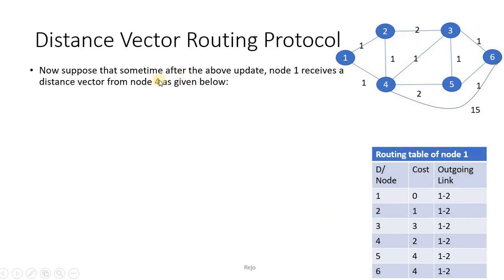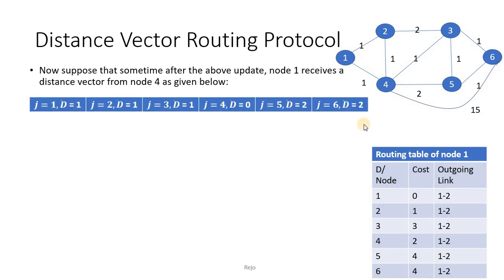Now suppose that sometime after the above update from node 2, node 1 receives another distance vector from node 4. So this is the routing table built after node 2's message. Now node 4 is sending the message. From node 4, nodes 1, 2, 3, 5 and 6 are directly connected. The computed cost path is displayed here actually.